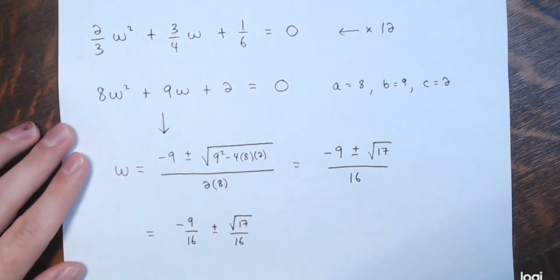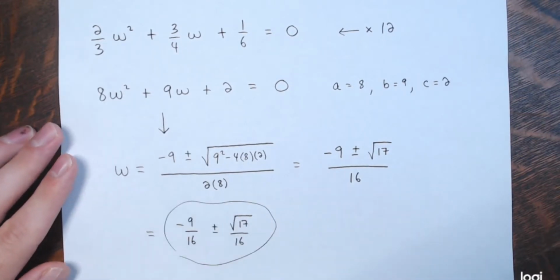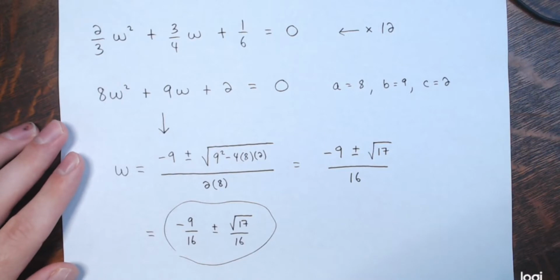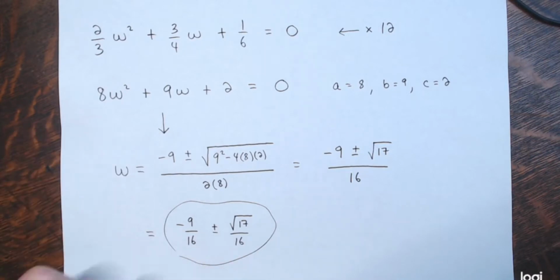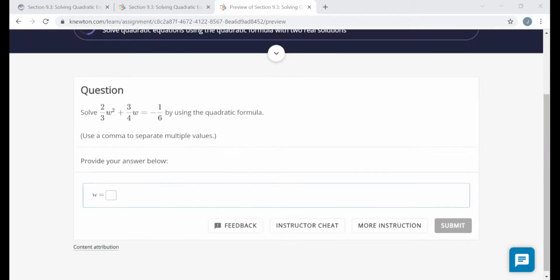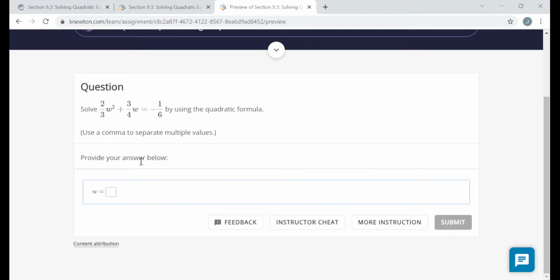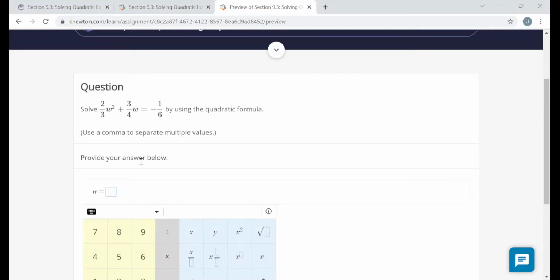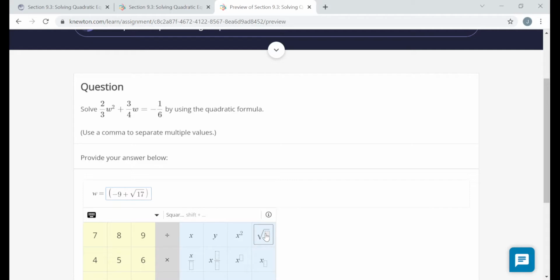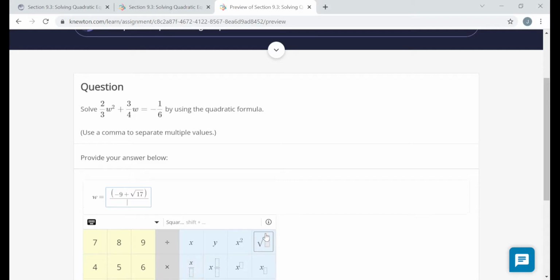All right, here are our two real number solutions. But let me show you what I mean when I enter these. Since these have the same denominator, I can keep them combined. One solution is, in parentheses, -9 plus the square root of 17, and then all that divided by 16, right?